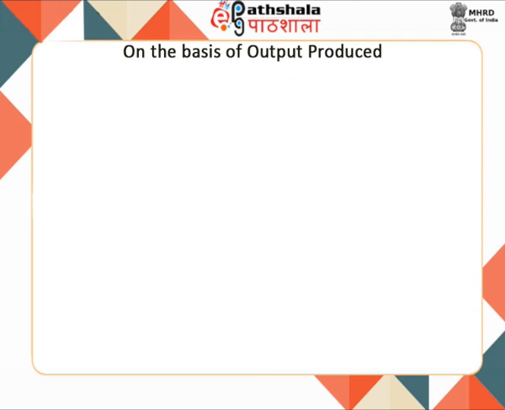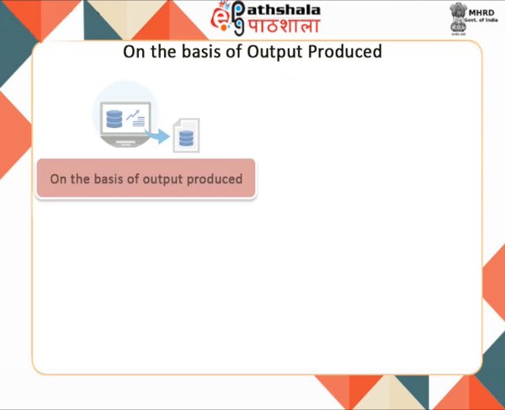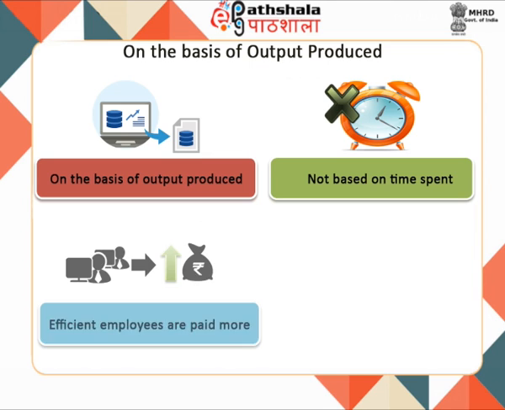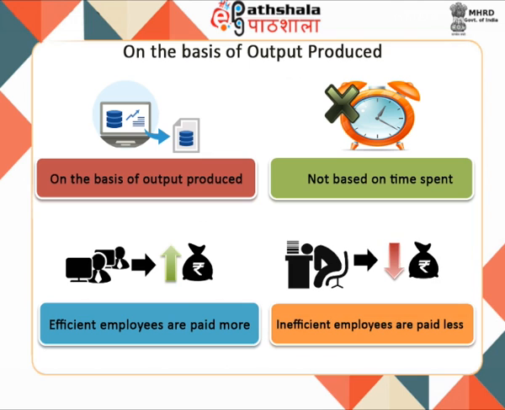Next method of calculating wages is on the basis of output produced. This method is also called the piece wage system, under which wages are determined on the basis of output produced rather than time spent. Under this wage system, wages are directly related to performance level, which is measured in terms of output produced. So employees who perform better are paid more rather than the inefficient ones.